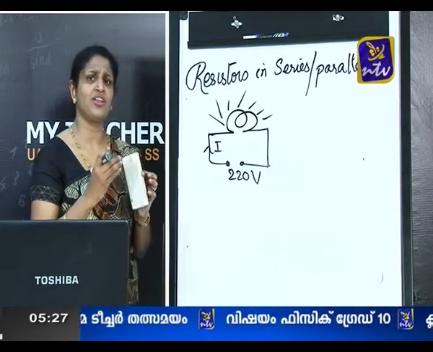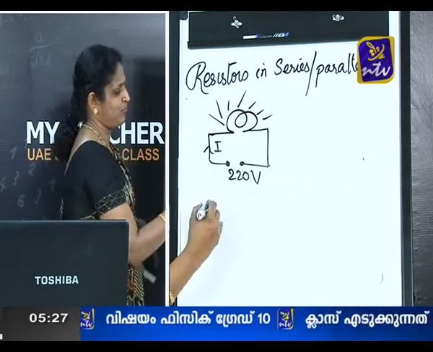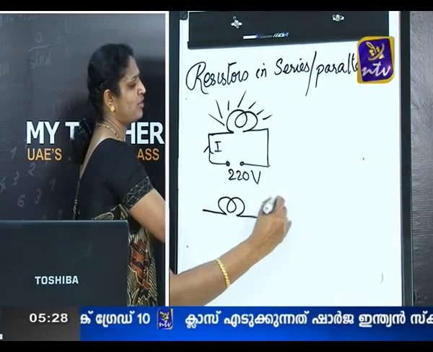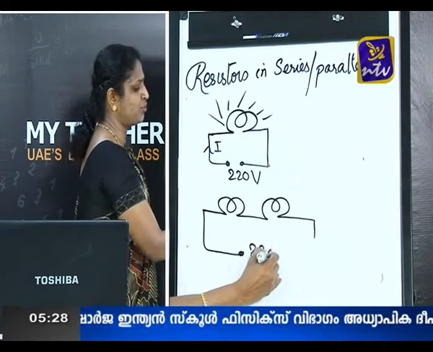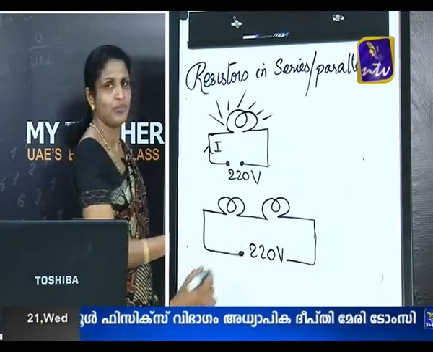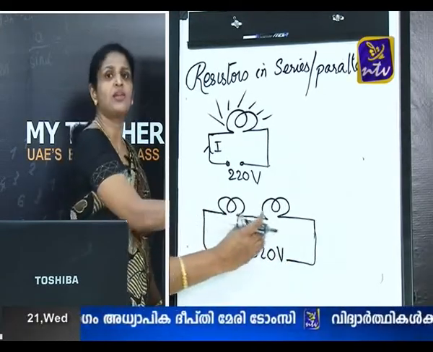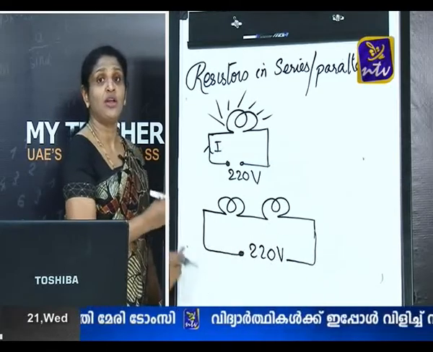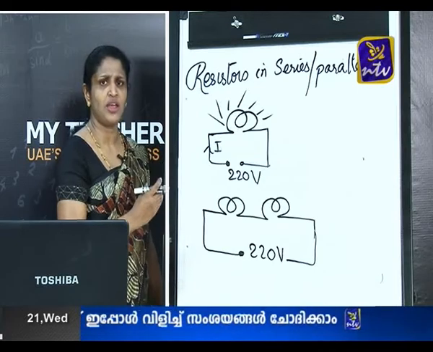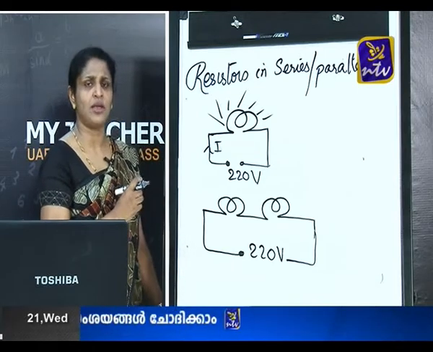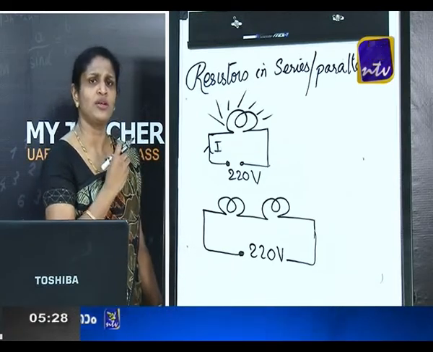Now let us consider one more bulb like that, and you put the two bulbs one after the other across the same 220 volt supply. When you put two bulbs like this one after the other, it becomes a series connection of the bulbs. Now let us see whether the current flow will be the same, whether the glow will be the same.